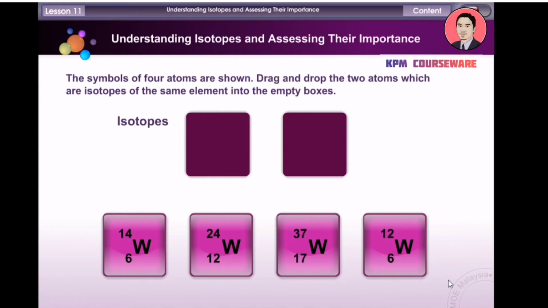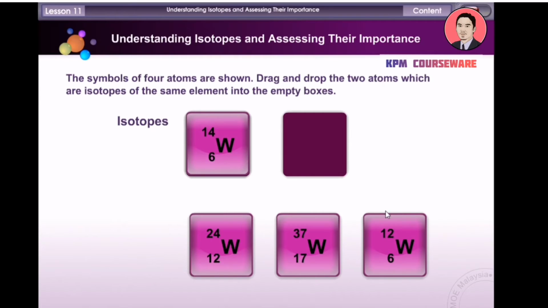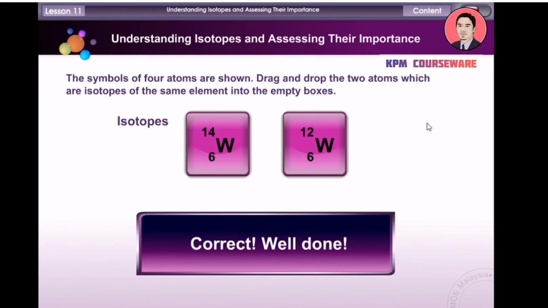The symbols of 4 atoms are shown. Drag and drop the 2 atoms which are isotopes of the same element into the empty boxes. Correct. Well done.